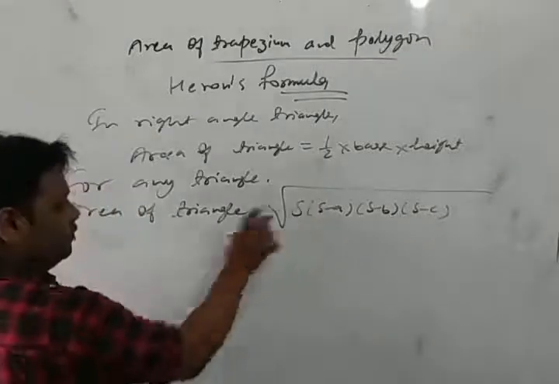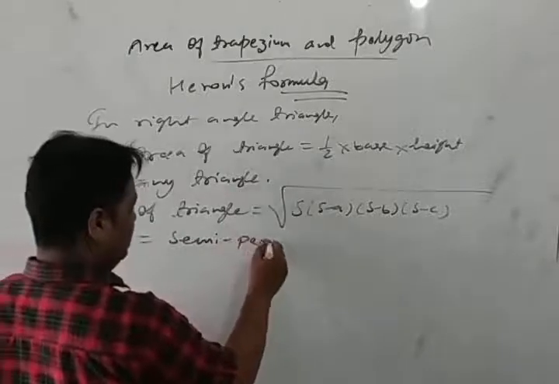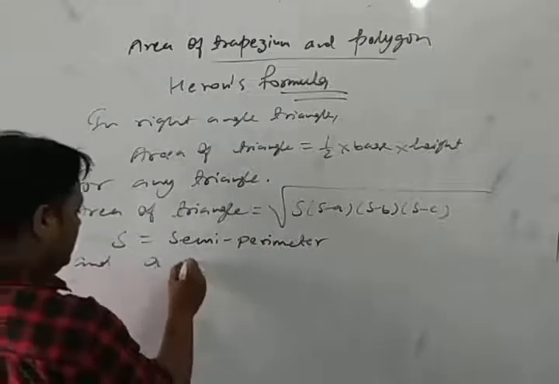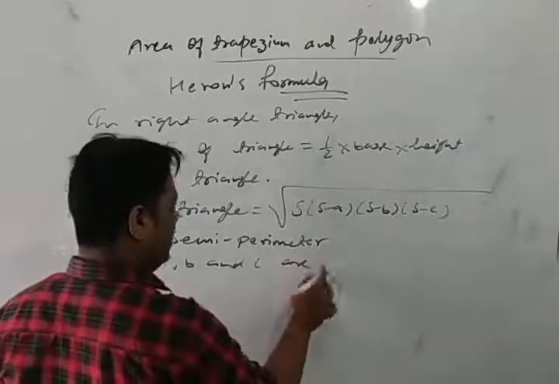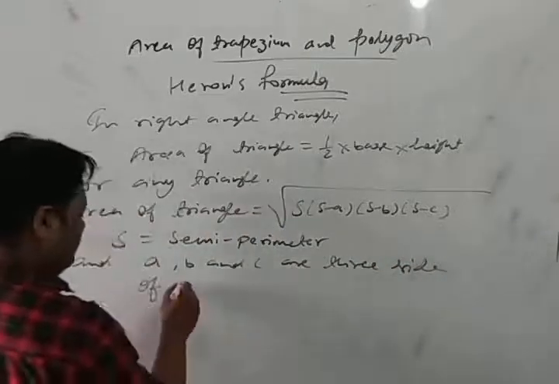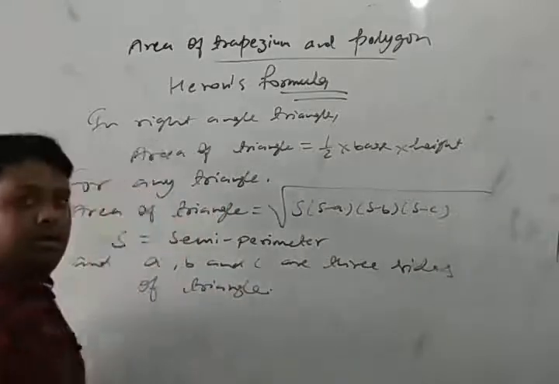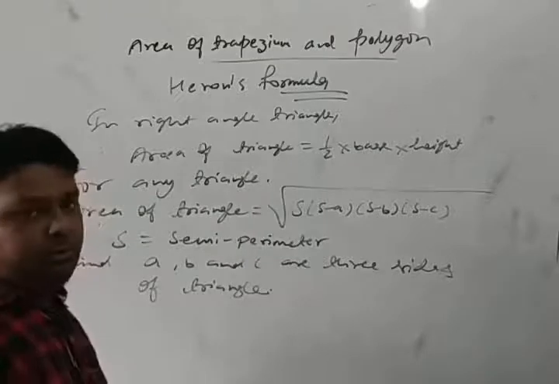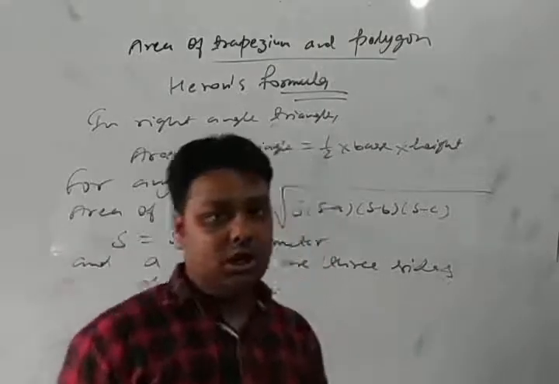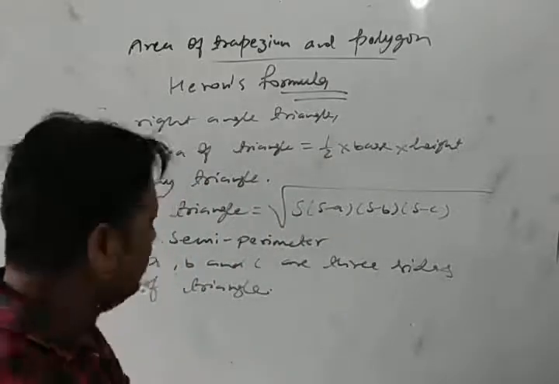Now what is S here? S is the semi-perimeter, and A, B and C are the three sides of the triangle. But what is the formula of semi-perimeter? As we know, the perimeter of a triangle is the sum of all the sides. Then semi-perimeter means its half. Then what will it be?